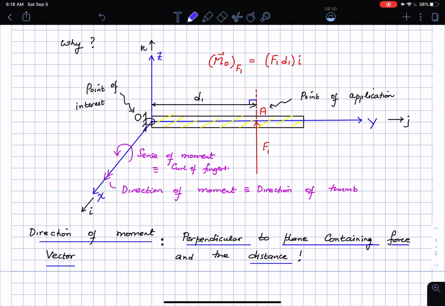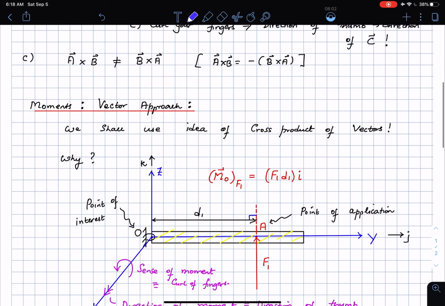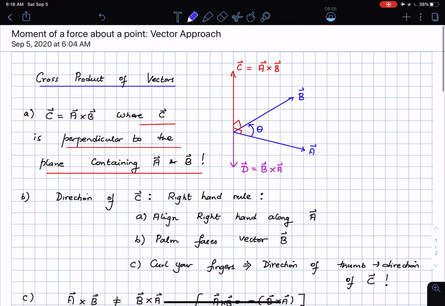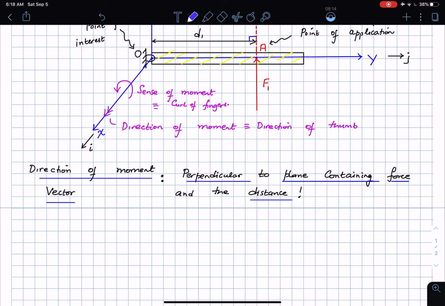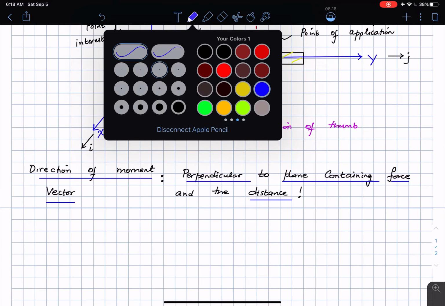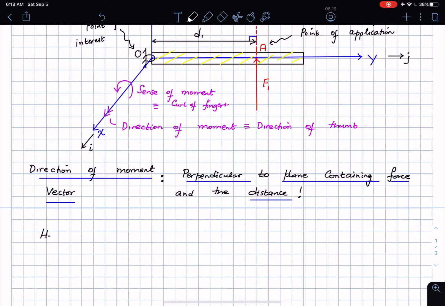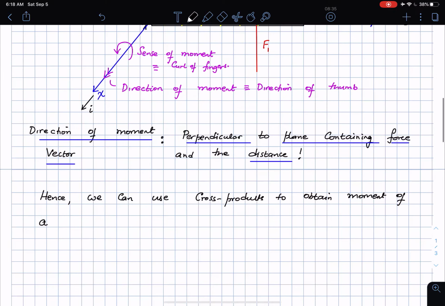Okay, so this is very similar to the idea of cross products, right? Because in the idea of cross products, we said that the vector C is perpendicular to the plane containing the vectors A and B. Likewise, we are saying that the moment vector is perpendicular to the plane containing the force and the distance. So we can use the idea of cross products. Hence, we can use cross products to obtain the moment of a force about a point.